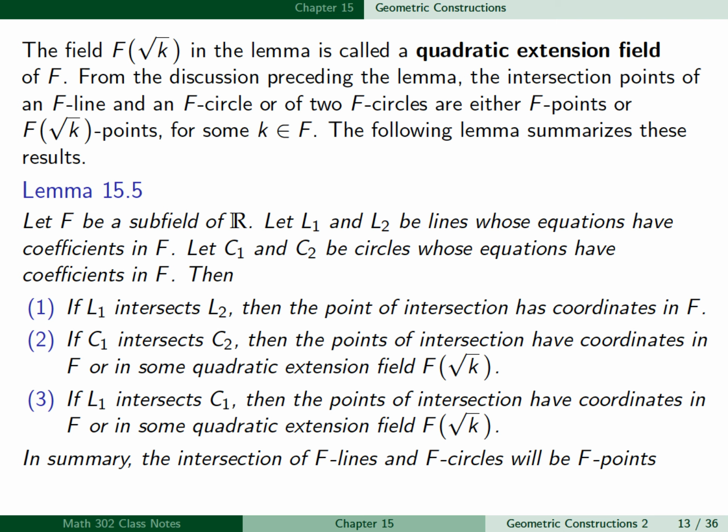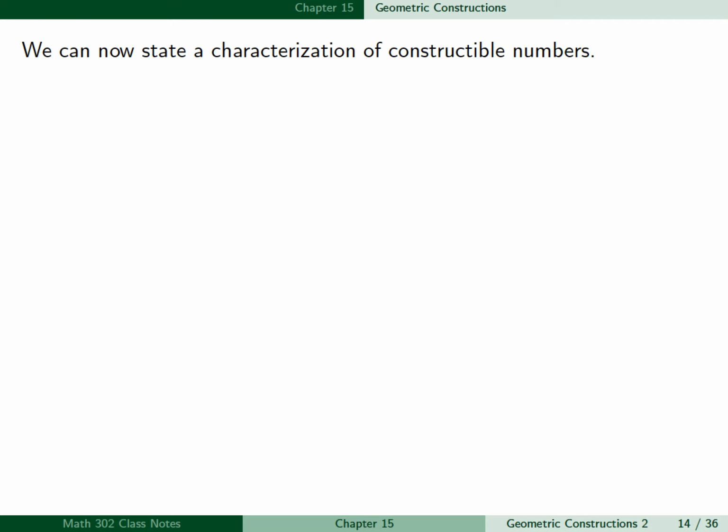In summary, the intersection of F lines and F circles will be F points or F(√k) points for some k in F. We can now state a characterization of constructible numbers. And so this is theorem 15.6.